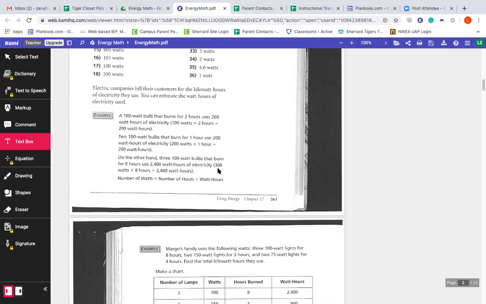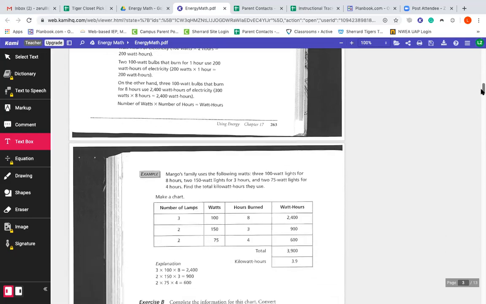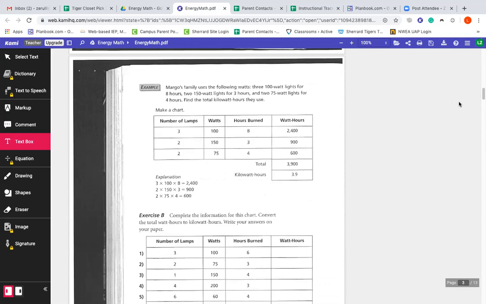And all they did there was take that 300 from the bulbs that are used and multiply it by the 8 hours of time that you ran that to give you the 2,400 watt hours. So really all you need to know for today's lesson is you're going to take the number of watts that are in the bulb or the device that you're using, multiply it by the number of hours that you're using it, and that's going to tell you your watt hours. And again, those watt hours are what are calculated when you get your electricity bill each month.